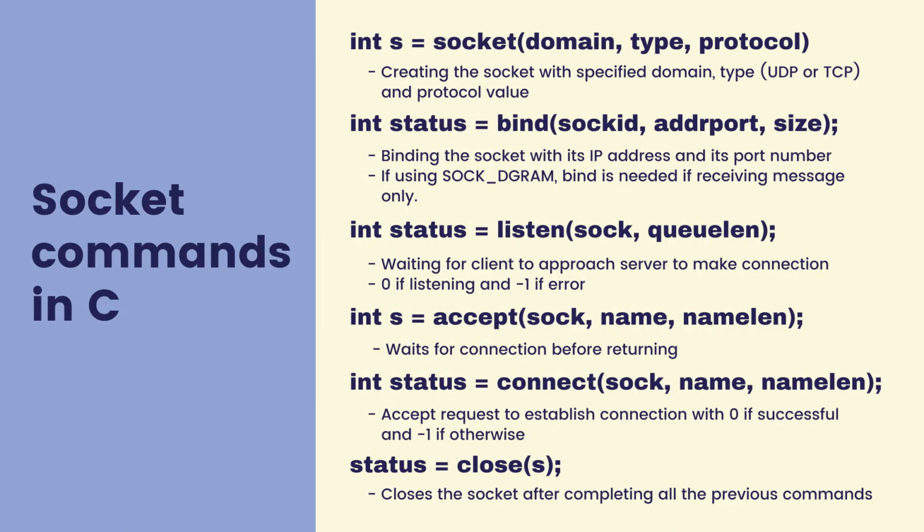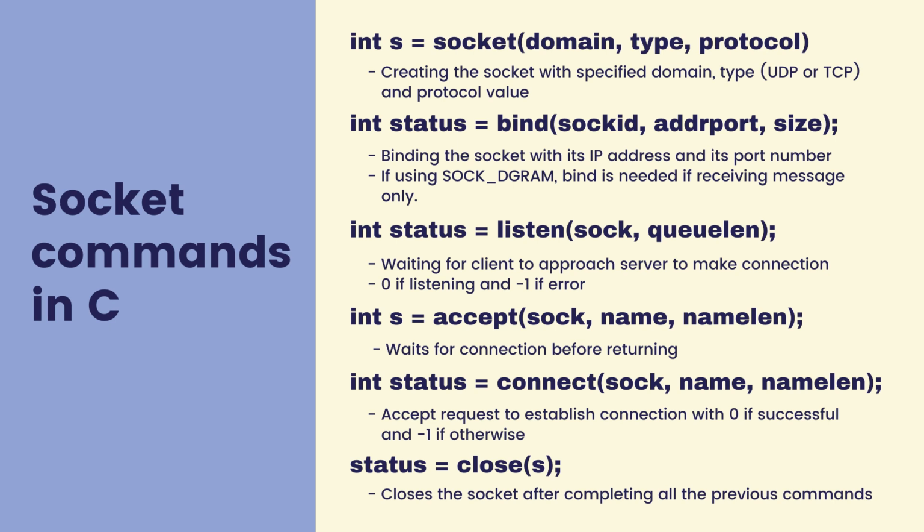Next, these are the socket commands in C. First, we have int s = socket(domain, type, protocol), which creates the socket with specified domain, type, UDP or TCP, and protocol value. Then we have int status = bind(sock ID, address, port, size). This is for binding the socket with its IP address and its port number. But if we use SOCK_DGRAM, which is the UDP datagram, bind is needed only if receiving messages.